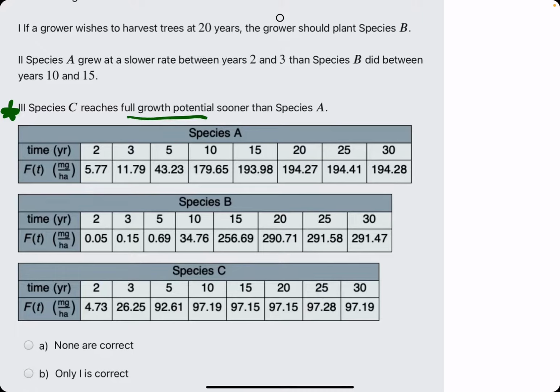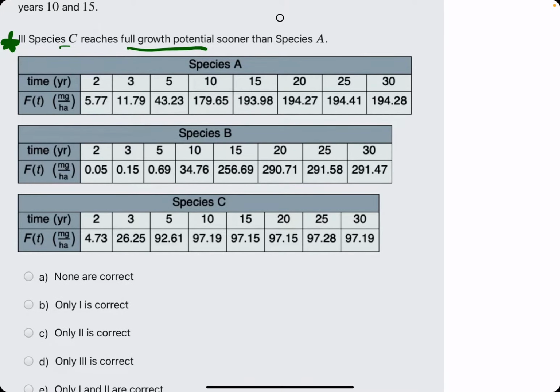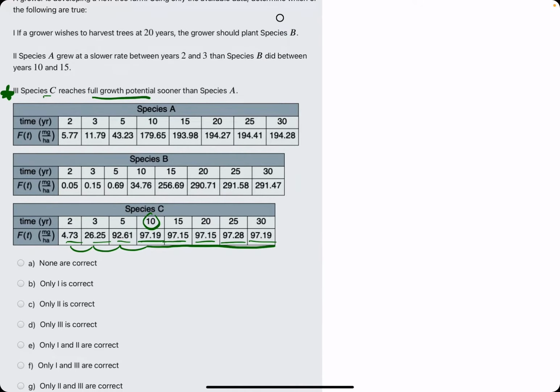Number 3, species C reaches full growth potential sooner than species A. Full growth potential, what does that mean? As we're looking at chart C, the values are increasing until they hit about here, which is at time 10, and they start to level off. They're all around 97-ish. There are big jumps, then a smaller jump, but then it evens out for the rest of it. So 10 is where C hits its full growth potential.